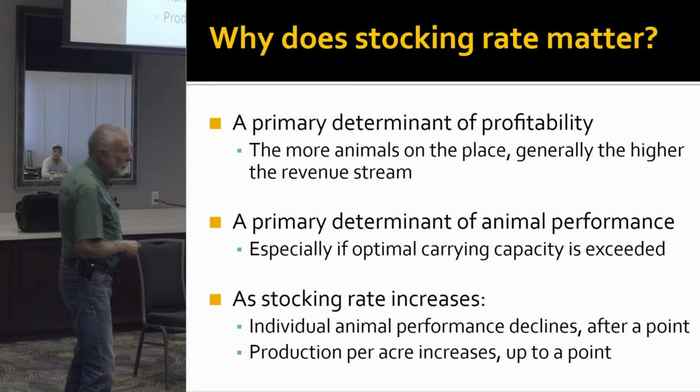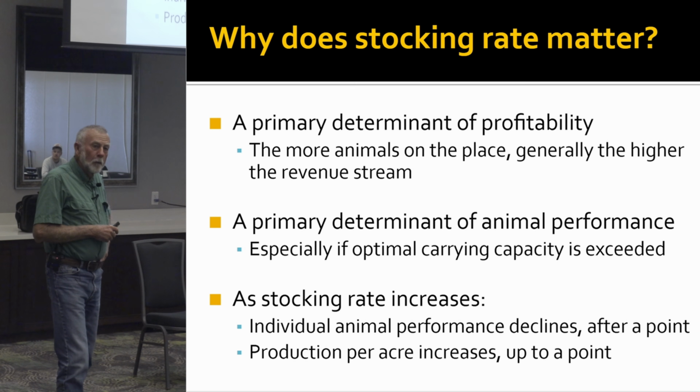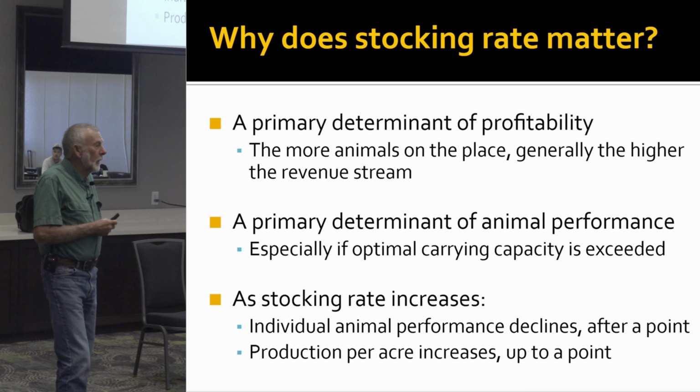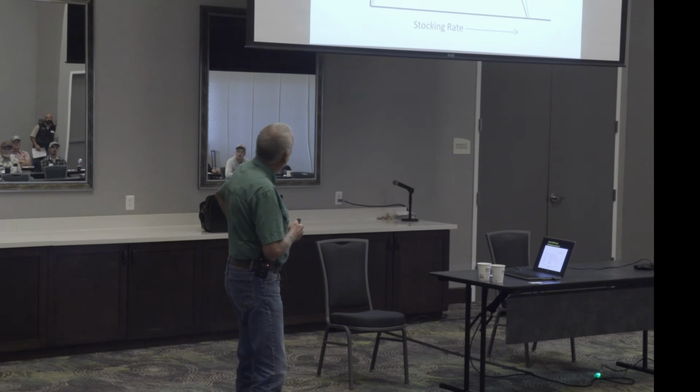Production per acre will increase up to a point, but at some point, we no longer are increasing our output per acre. And I know as livestock producers, we tend to measure things as calf weaning weight, percent cows bred, average daily gain on yearlings. We put a lot of measurements of productivity onto the animal. What we don't think nearly enough about is our productivity per acre, because it's a land-based business.